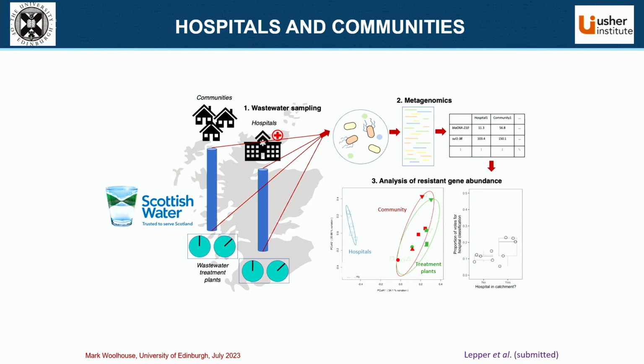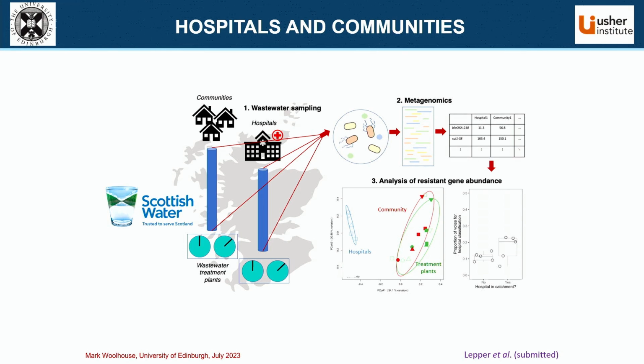And what you can see very clearly from the left hand of those diagrams is that hospitals are different from what you see in the community and the treatment plants. Not so surprising, perhaps. What you also see is what you're finding going into the treatment plants is much more similar to what you see as the community as a whole. And that applies whether or not there's a hospital in the system.